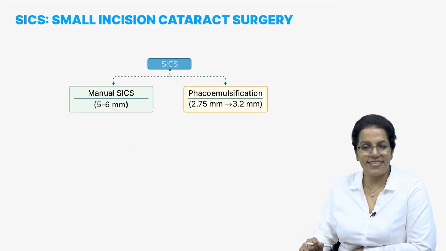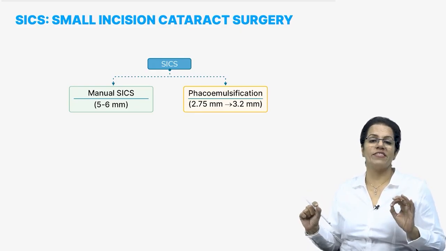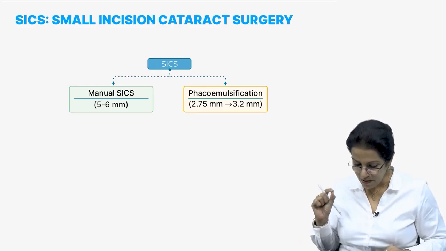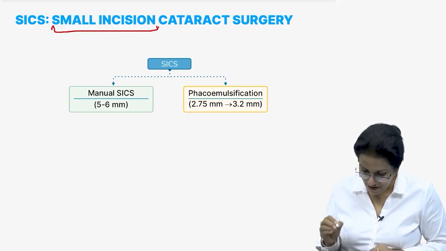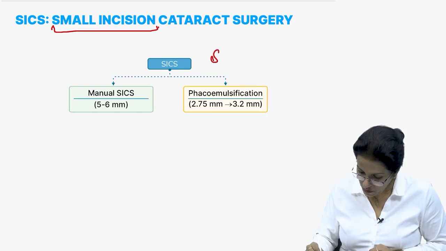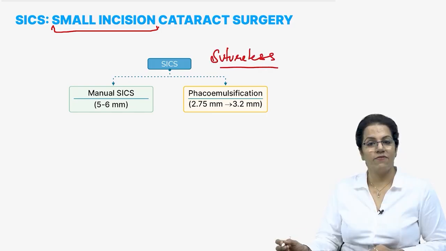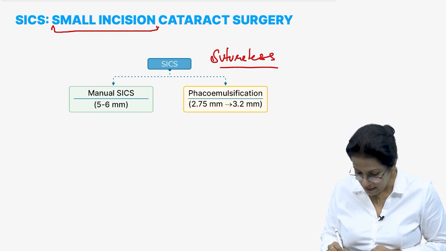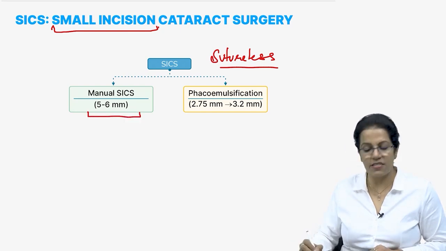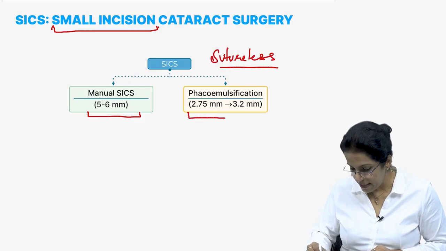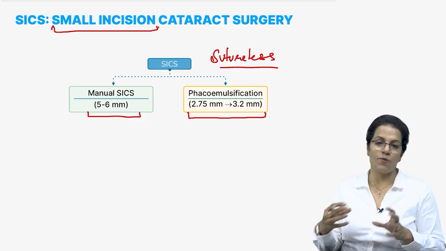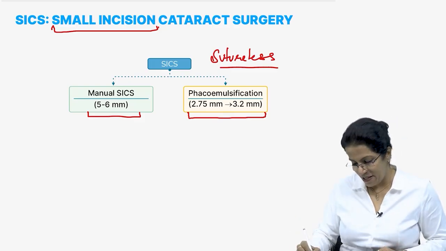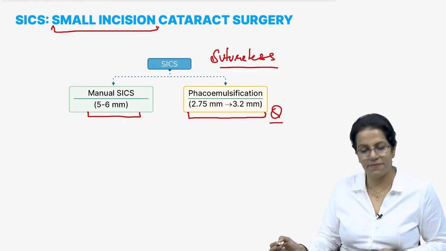Right. What is the next surgery? Small incision cataract surgery. What are the features? First, incision is small as the name suggests, and very, very important, these are sutureless surgeries. We have two types. One is manual. Please learn, it is 5 to 6 millimeter incision length. Phacoemulsification is 2.75 to 3.2. You can easily learn it as 3 to 3.25. Okay, so this is an exam question.